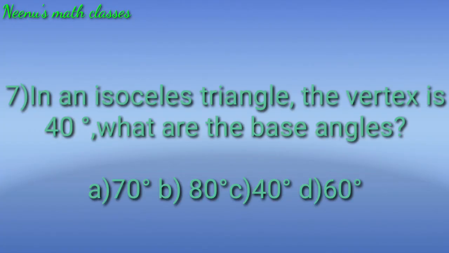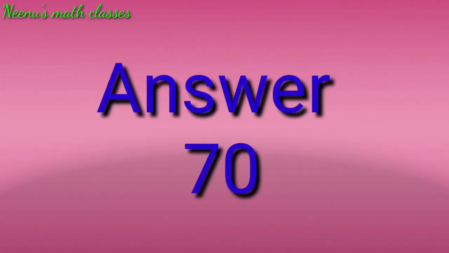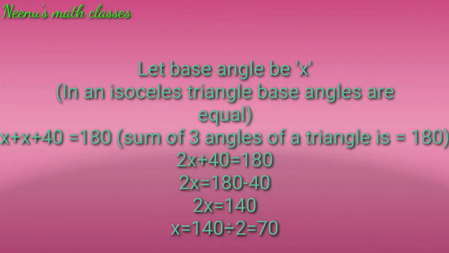Seventh problem. In an isosceles triangle, the vertex angle is 40 degrees. What are the base angles? Options are 70, 80, 40 and 60. That is, we want to find the base angles of an isosceles triangle. Answer is 70. We know that in an isosceles triangle, base angles are equal.